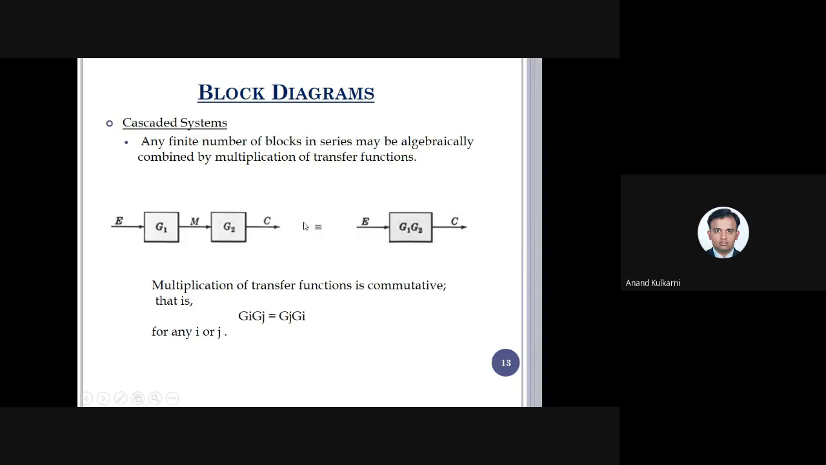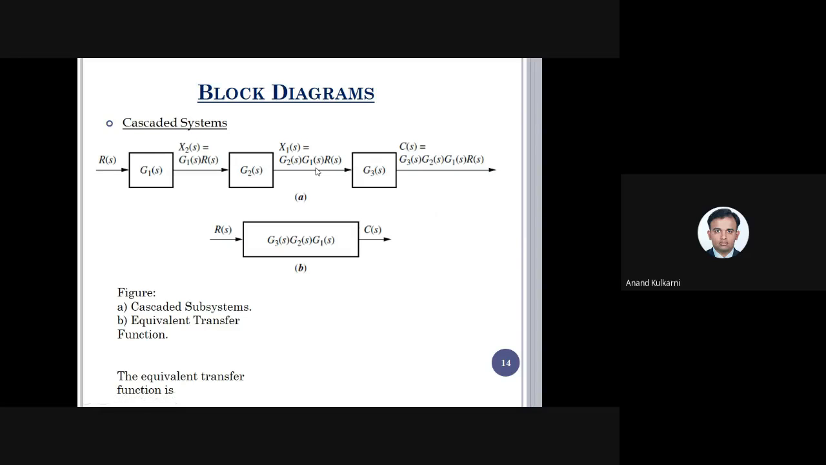So remember, this is the first rule, called cascading. If the blocks are in series, I can combine them and write a single block. I multiply the transfer functions and write it as a single block. So this is the first rule, that is called the cascading rule. Then the second rule. Now same here, there is one more example we have taken for your understanding.